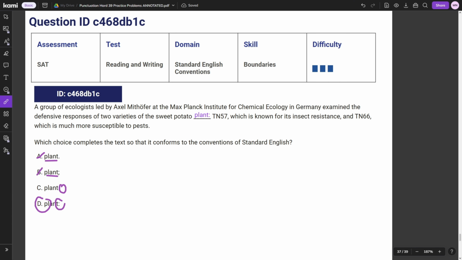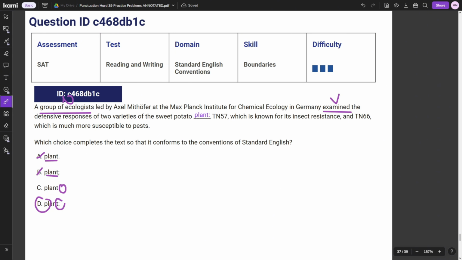First up, let's check if everything before the colon is a complete sentence. A group of ecologists, that's going to be our noun. And then they examine something, that's going to be the verb. So yes, we have a complete sentence. Now let's see if everything after the colon would relate to everything before the colon. Like, are they similar to each other? Are they like an explanation of each other?